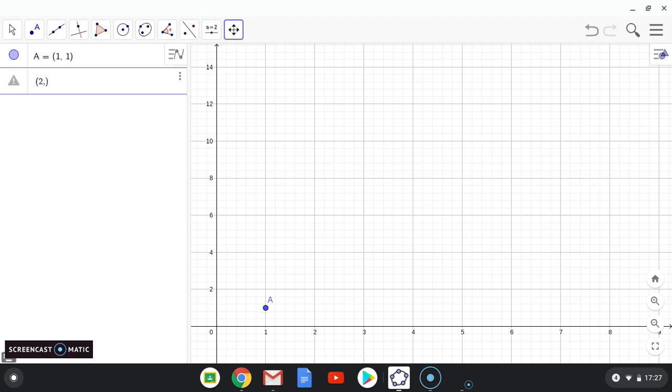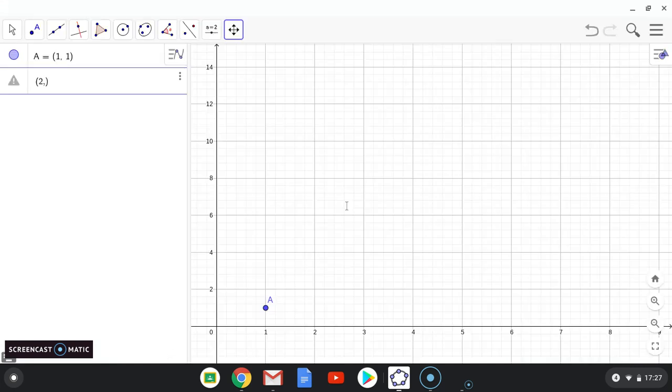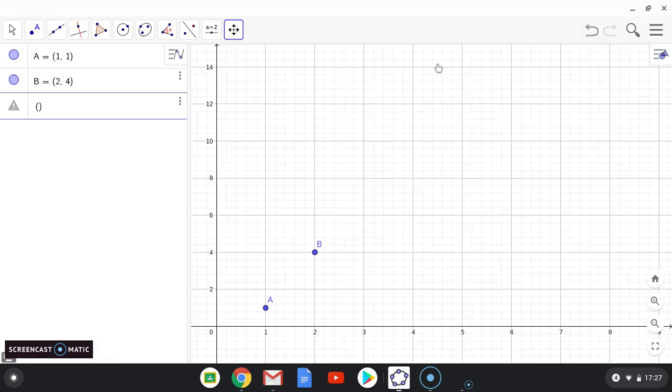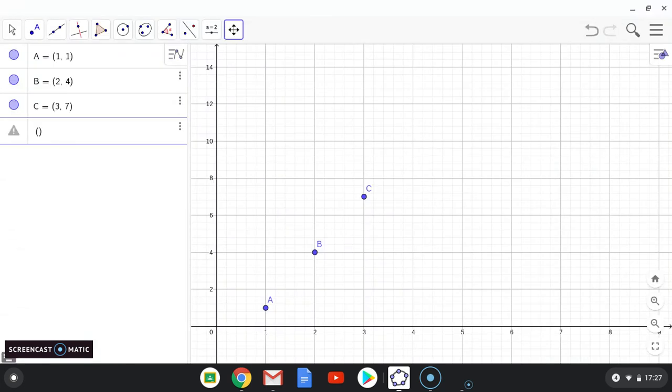Our second coordinate was 2, 4. Our third coordinate was 3, 7. And already we're seeing, folks, a straight line here, okay? Our fourth coordinate was 4, 10. Once we have 3 points, we can confirm if something is a straight line or not.